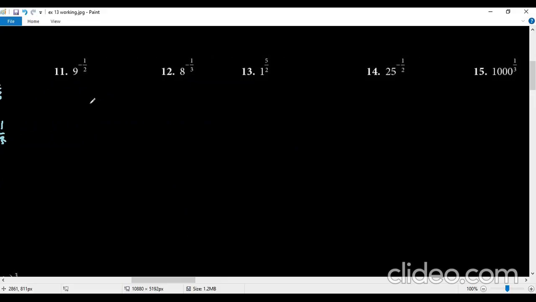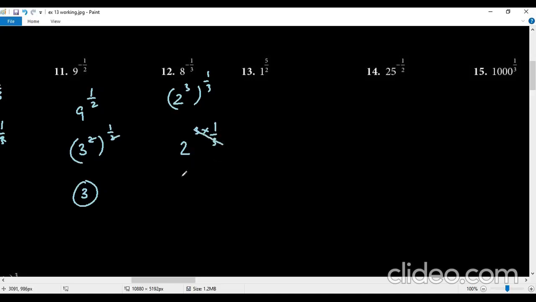When it is about 9 to the power 1 over 2, I know very well I can write 9 as 3 square, and 1 over 2 remains the same. So this 2 and this 2 get cancelled, and 3 is going to be your final answer. That means 8 you can write as 2 cube, power 1 over 3. That means 2 to the power 3 times 1 over 3 cancel, and 2 is going to be your final answer. So 1 has a power of this, so ultimately 1 is going to be the answer.